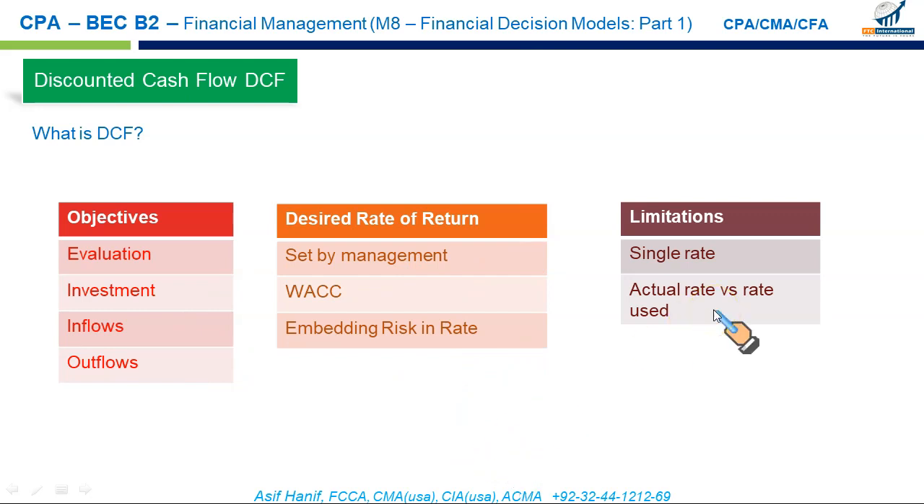There are certain limitations to this DCF model. We may have to use a single rate, which is a limitation, but we will see in our subsequent slides that we can change rates on a yearly basis. What the actual limitation is, is that the rate we might have used in our evaluation may not be appropriate. Why? Because the risk may have changed over the period. The desired rate of return may have changed over the period. So this is the limitation, that we use a certain rate which may not be the rate we should have used.